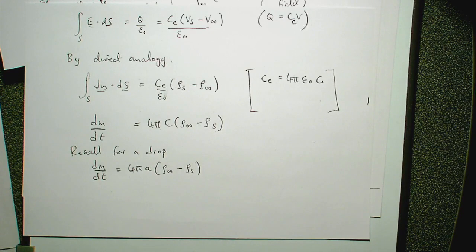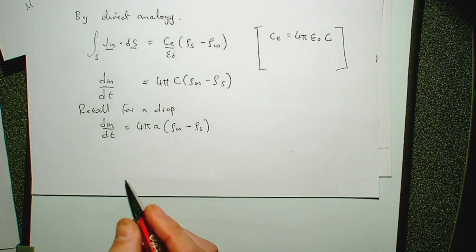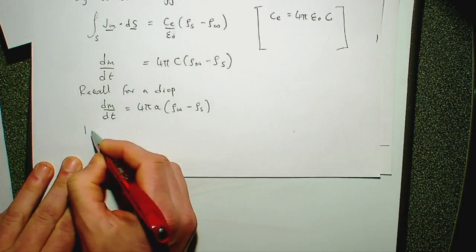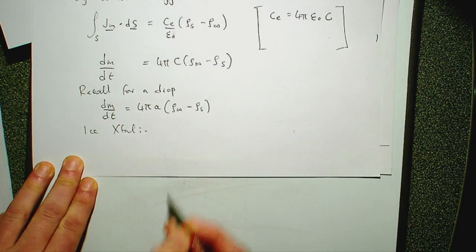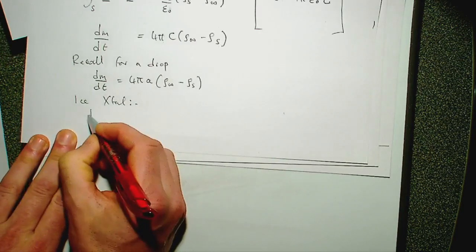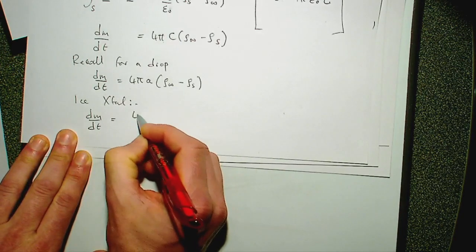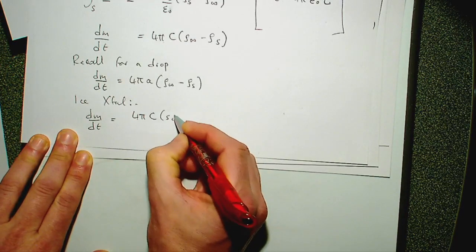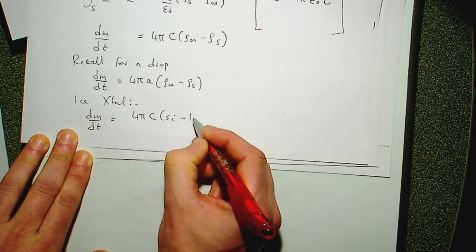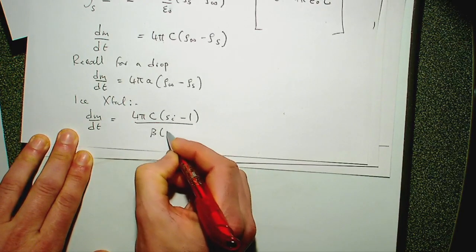And so, I'm not going to go through all of the derivation that we went through for the drop, but it is in the notes if you're interested. But the final result is that for an ice crystal, the mass growth rate turns out to be equal to 4 pi times the capacitance times the saturation ratio over ice, minus 1, divided by a thermodynamic factor, which depends on temperature and pressure.